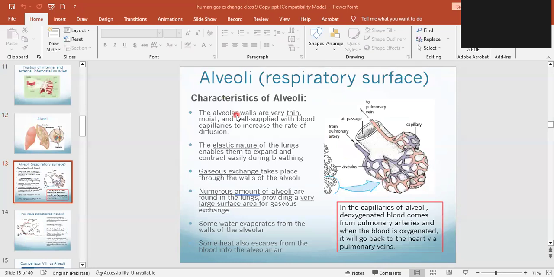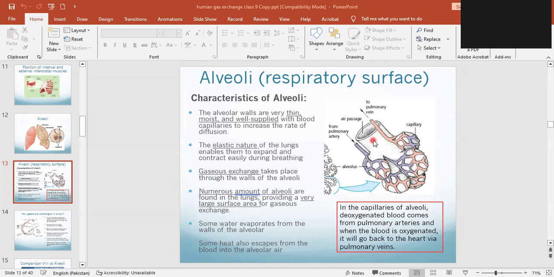Now, what are the properties of alveoli? The singular is alveolus, the plural is alveoli. When I'm saying it is well supplied with blood capillaries, where are these blood capillaries coming from? They're actually coming from the heart. The heart is the organ which pumps the blood, right? All the deoxygenated blood comes through the veins into the heart, and then it becomes oxygenated, and then the oxygenated blood is pumped back to the body through arteries.